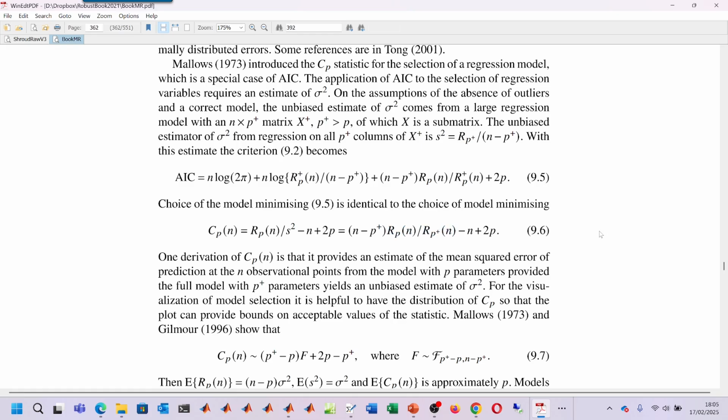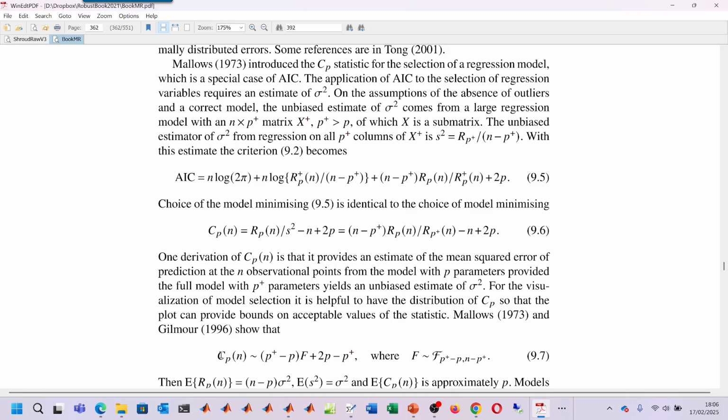Mallows' Cp is highly related to Akaike's AIC, but the derivation of it in the regression context is that it provides an estimate of the mean squared error of prediction at the n observational points from the model with p parameters, always provided, of course, that the full model with p+ parameters yields an unbiased estimate of sigma squared. We're going to use Cp in plots and we need to have some idea of its distribution.